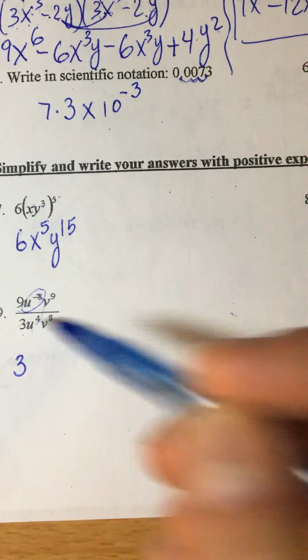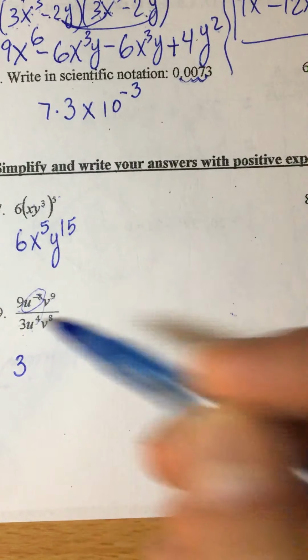So we have 3v to the power of 1, which we don't have to show because 9 minus 8, over u to the power of 12. These are being multiplied, so you add the exponents, and that's it. You can't do anything else. All right, let's move on to this one.